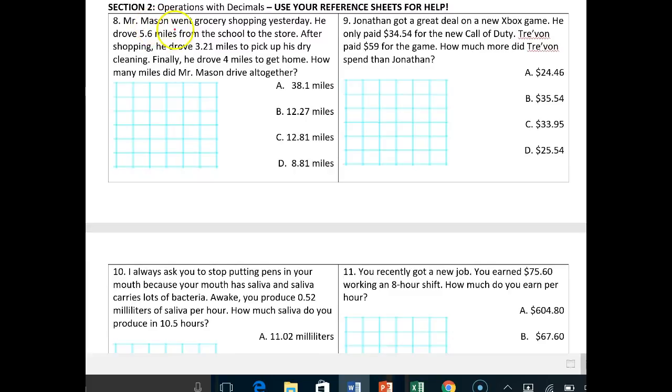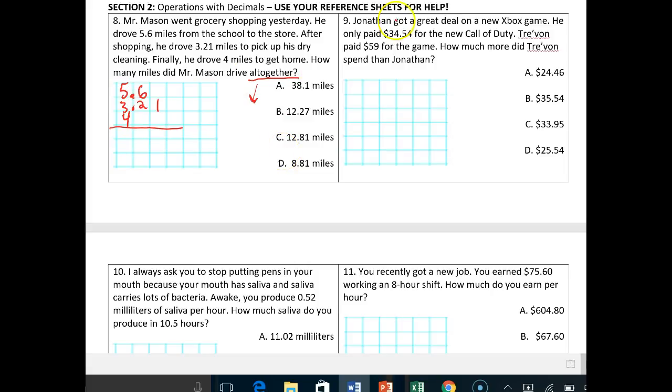Question number 8. Mr. Mason went grocery shopping yesterday. He drove 5.6 miles from the school to the store. I would write down 5.6. After shopping, he drove 3.21 miles to pick up his dry cleaning. 3.21. Finally, he drove 4 miles to get home. 4. How many miles did Mr. Mason drive altogether? So the word altogether, use your reference sheet, will mean some operation. It will either mean subtraction, addition, division, or multiplication. You need to use that operation to go ahead and solve this and tell me how many miles he drove altogether.